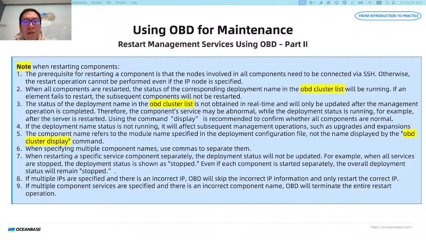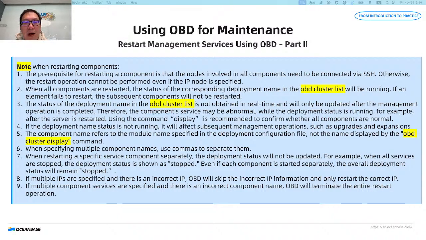Next, when specifying multiple component names, use commas to separate them. Next, when restarting a specific service component separately, the deployment status will not be updated. For example, when all services are stopped, the deployment status is shown as stopped. Even if each component is started separately, the overall deployment status will remain stopped.